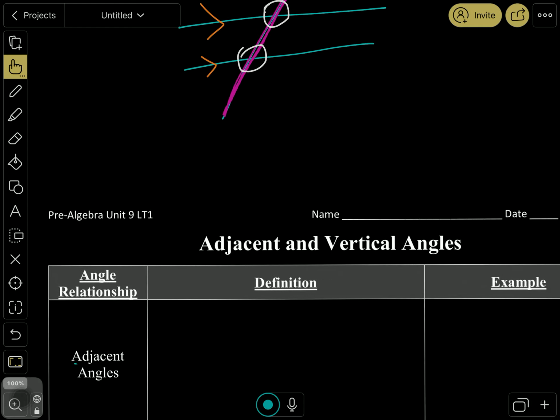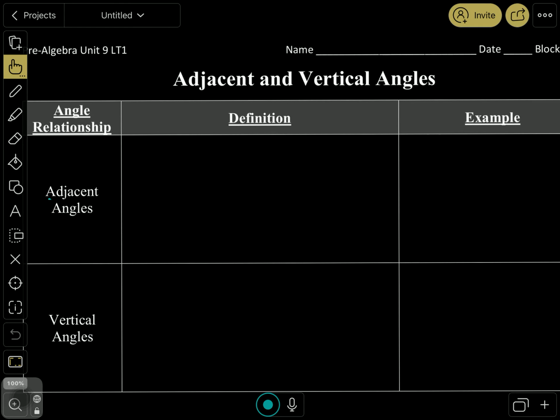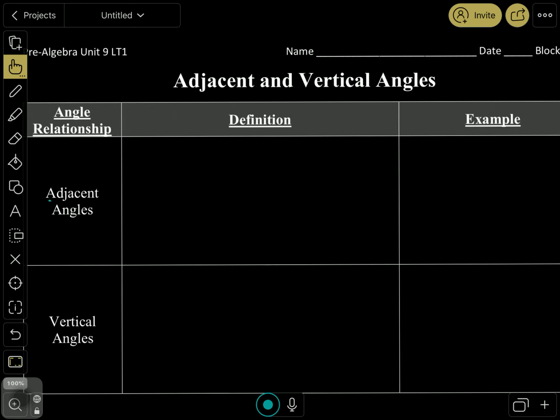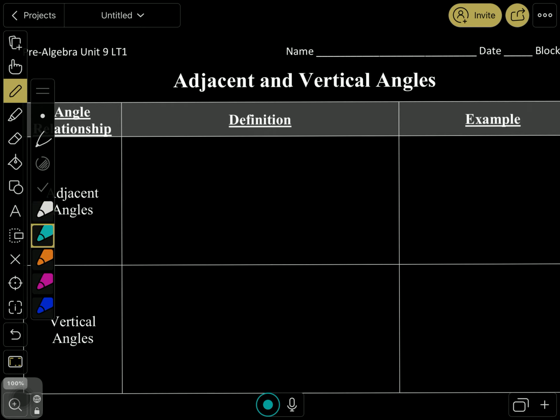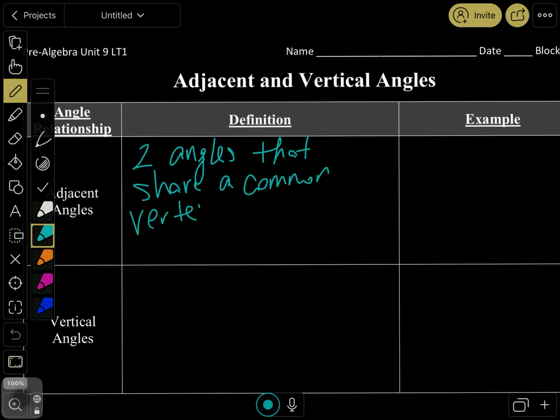So for today, we are going to start with two different angles. The first is what we call adjacent angles, and the second is what we call vertical angles. So a couple definitions for you. Adjacent angles, we are going to call these two angles that share a common vertex and a common side.